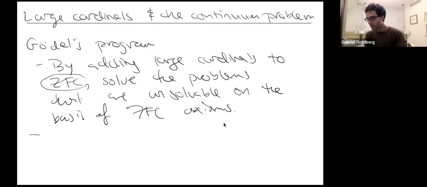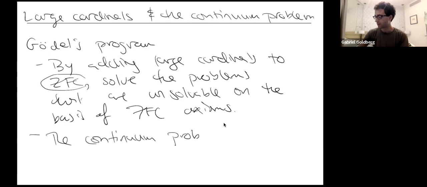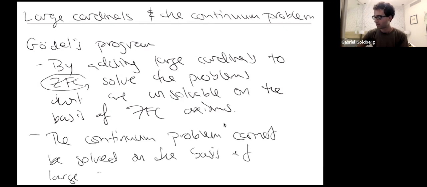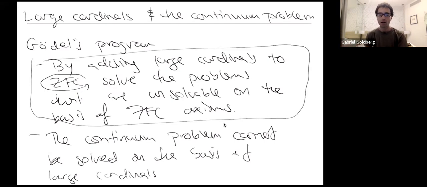if you try to do this, it's unfortunately the continuum hypothesis just can't be solved in this way. And neither can many of the questions that had been raised by the time the independence phenomenon was discovered. So sort of unfortunate negative end to this program, even though as I mentioned last time, large cardinals do solve many questions that are unsolvable in ZFC.